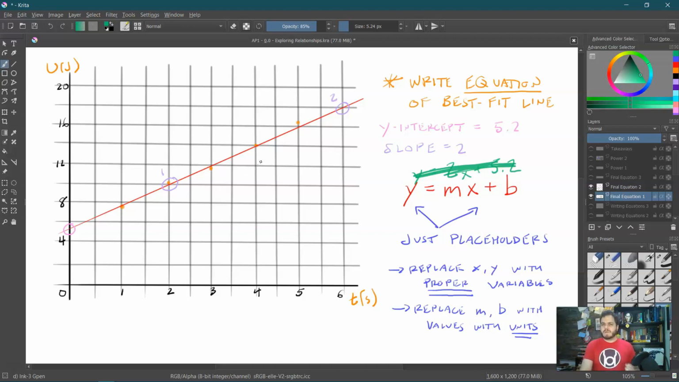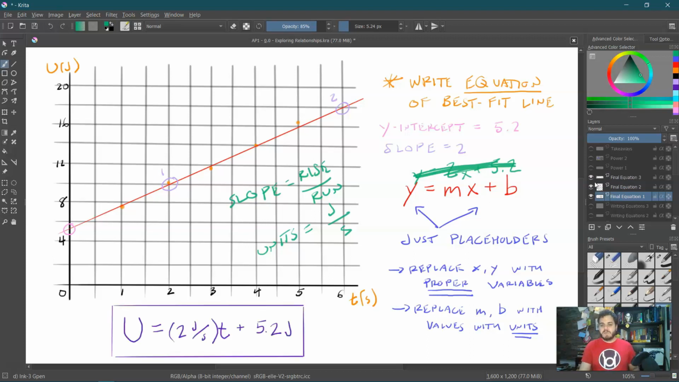But what about the units of the slope? Well, remember, slope is rise over run, which means the units of the slope will be the units of the rise, which is J, over the units of the run, which is s, so my units will just be J over s. That's enough. So now, when I write the actual final equation, it should look like this. U is equal to 2 J over s times t plus 5.2 J. And I know you don't know what J over s and J mean. That doesn't matter. Remember, this is just an example.